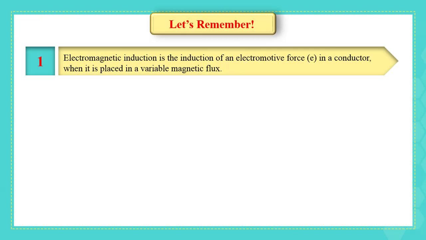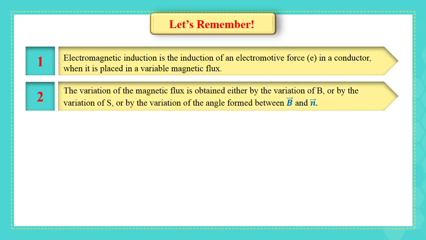First, let's remember some of the concepts of the previous video. 1. Electromagnetic induction is the induction of an electromotive force E in a conductor when it is placed in a variable magnetic flux. 2. The variation of the magnetic flux is obtained either by the variation of B or by the variation of S or by the variation of the angle formed between B vector and N vector.